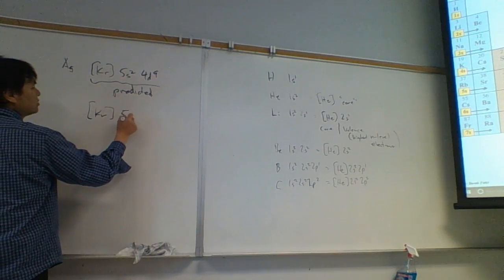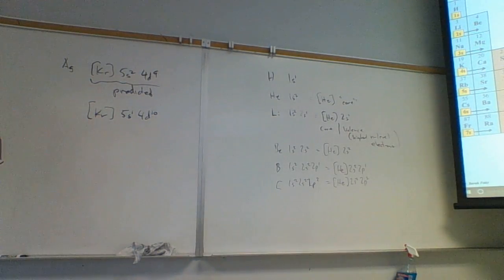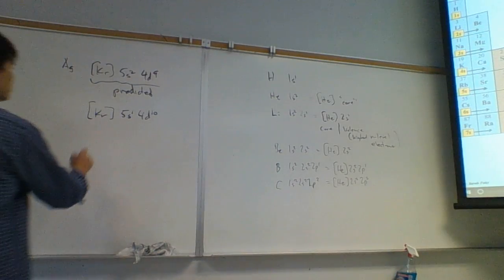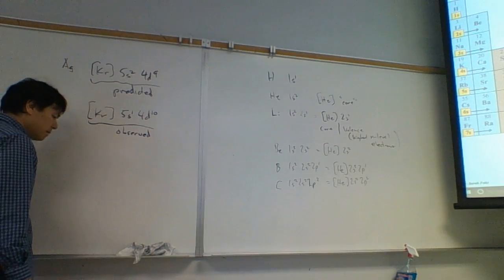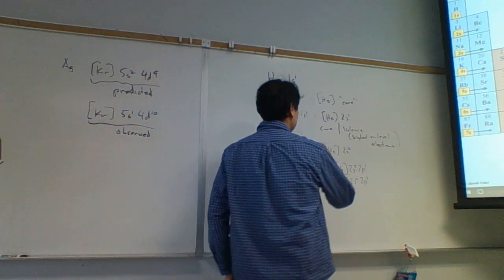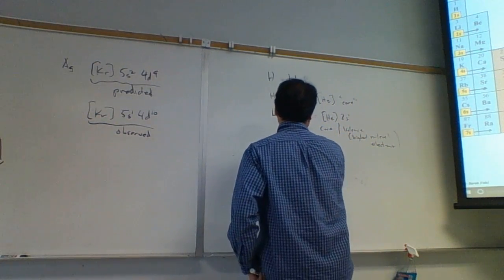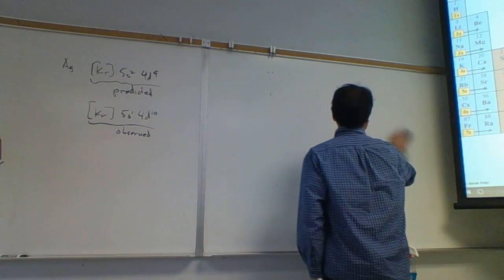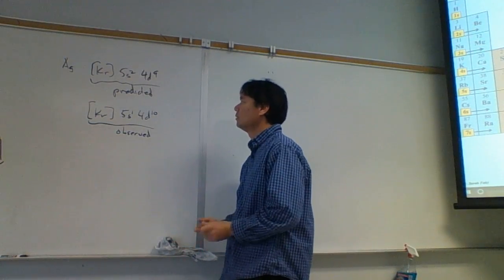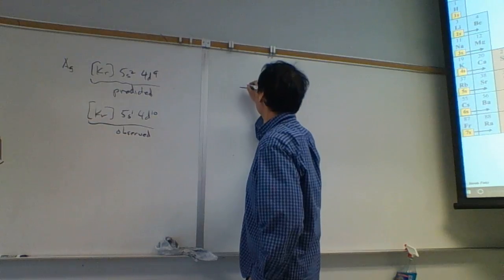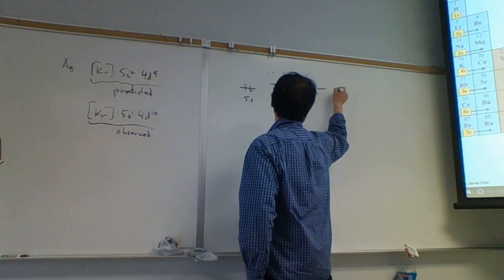Krypton 5s1 4d10. This is observed. So what happened? What do you think happened? Outer shell electrons got bumped down to the fourth. Right. So what happened is this. We pull up the 5s. This is the 5s. And then the 4d comes next.